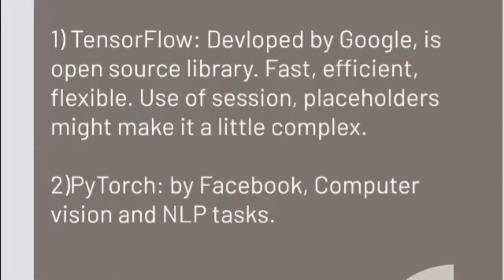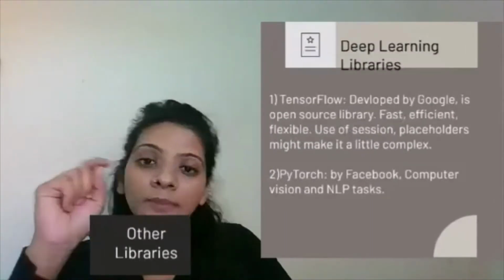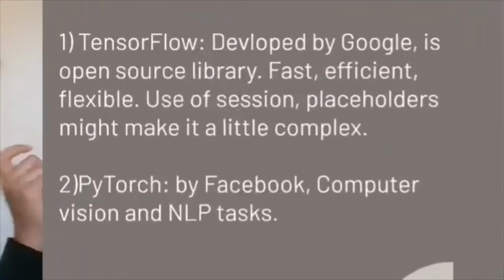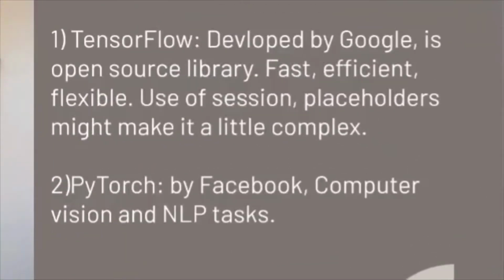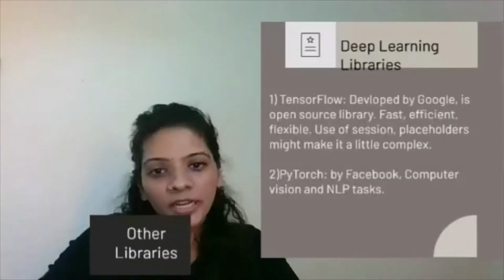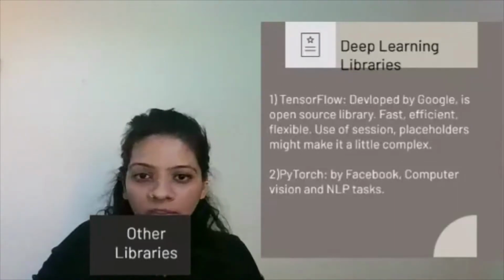The comparison between PyTorch and TensorFlow has been done in one video, and you can see that video. Now I come to PyTorch. PyTorch was developed by Facebook. I would say this is a competitor of Google. Again, it is an open source library, and it is useful for computer vision and NLP tasks, right? So these are the deep learning libraries. If you want to deploy your deep learning models, use either TensorFlow or PyTorch.